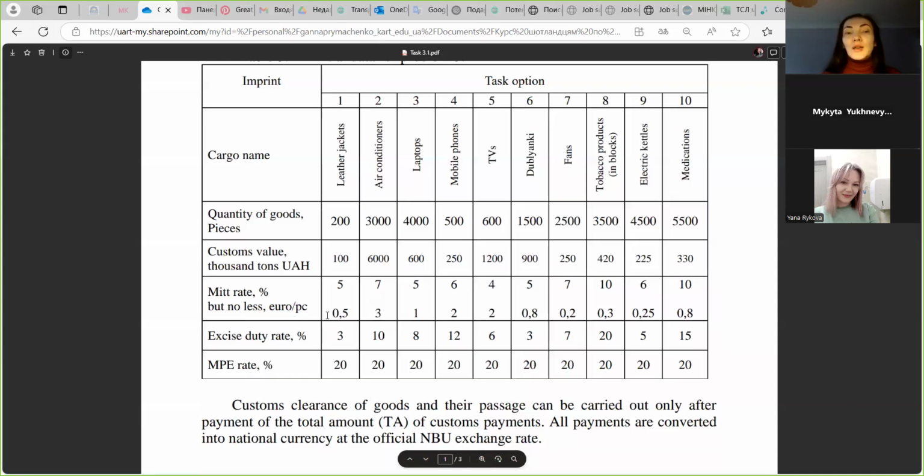For example, for first variant, it will be 0.5 euro for one piece. For second variant, it will be 3 euro for one piece and other information for other variants. Please choose your meaning and multiply these two parameters. For example, for first variant, it will be 200 multiplied on 0.5. And the result we will have in euro in this formula.